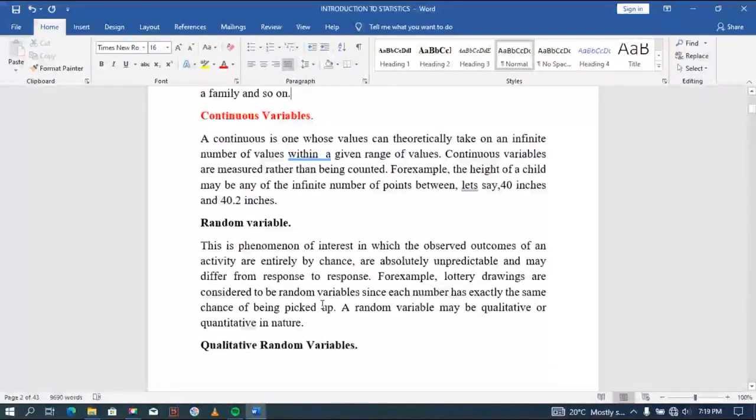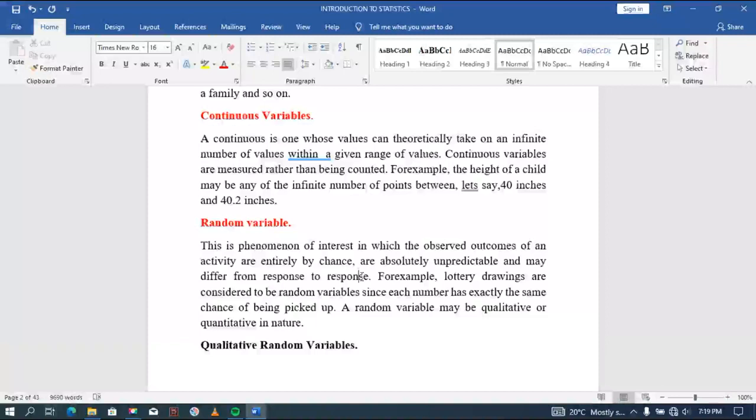I'll proceed from there. So we have what we call a random variable. When we talk about a random variable, it is a phenomenon of interest in which the outcomes of an activity are entirely by chance. You cannot predict the outcome of an activity. These are absolutely unpredictable and they may differ from response to response.